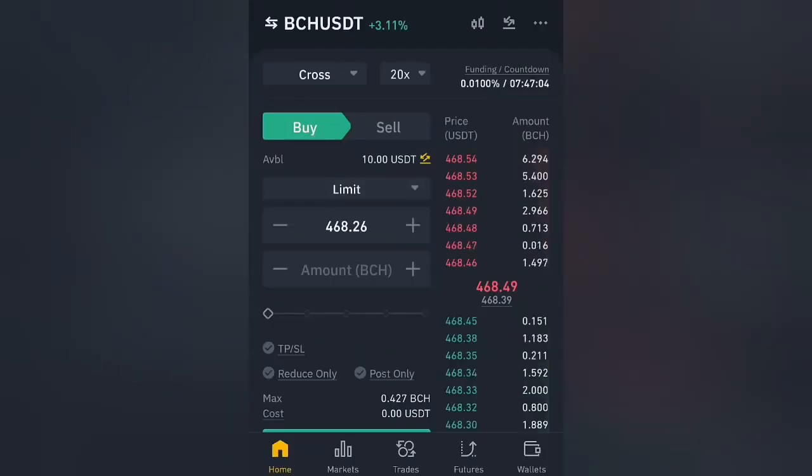Now I want to enter a position in Bitcoin Cash. Now in Binance Futures, you don't enter any trade blindly. You must have done technical analysis before entering any trade, because if you enter any trade blindly, the market will remove you blindly. So you don't do that. You don't enter without having any plan at all.